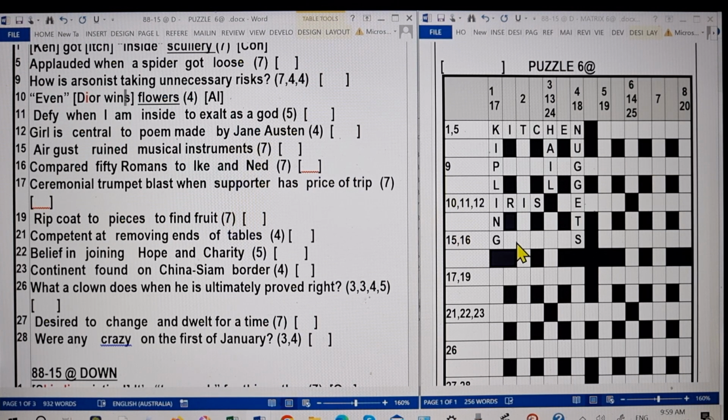Okay, next one. Well, we should go across to 15. What's 15 across? 15 across is air gust, ruined musical instruments. 7 spaces, and don't forget we have a G at the start and an S at the end. Okay, righto, over to you. Air gust, ruined musical instruments. Pause, solve, and resume.